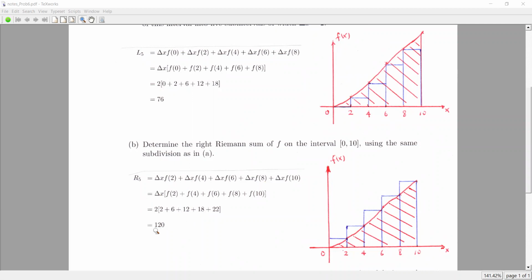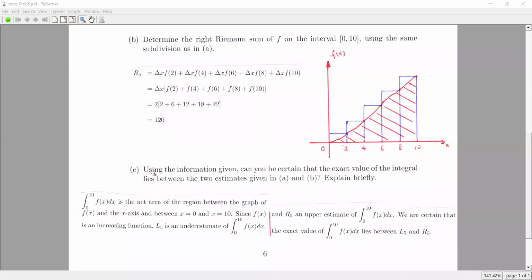This number is 120. 120 is an estimate of the integral from 0 to 10. From this diagram, the sum of the areas of these 5 rectangles is clearly greater than the exact area of the shaded region. Therefore, 120 is an overestimate of the integral from 0 to 10.